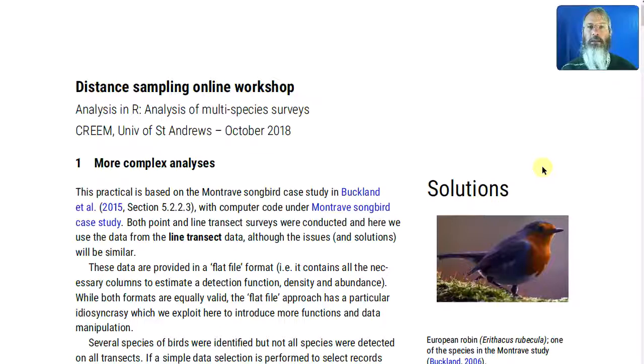This was an analysis of line transect data using conventional distance sampling in a multi-species survey context. So the purpose of this exercise is to show you some data manipulation necessary to properly account for effort associated with transects on which a filtered data set of a species does not occur.